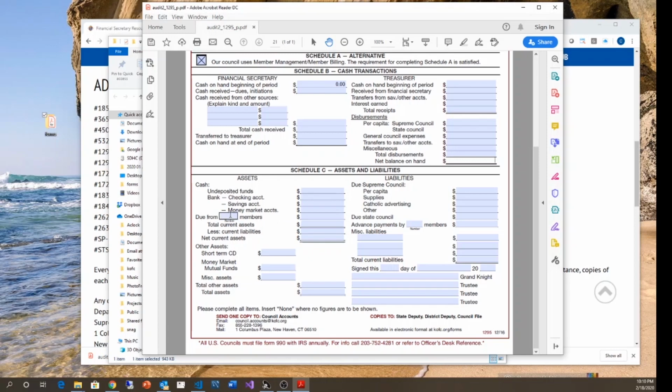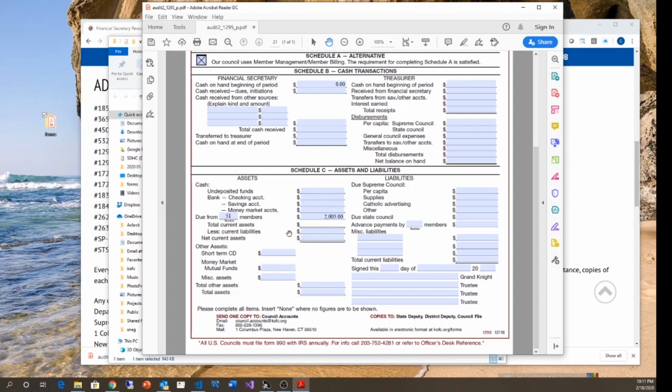The next one here, due from members. This is where that outstanding balance report comes in. The outstanding balance report at the very end of it will tell you the total number of members and how much they owe. So in this case, we're doing this in January, so we just assessed dues. My council actually has 51 people that haven't paid, with a total of $2,005 that are owed. So you would just put that in right off from the outstanding balance report.